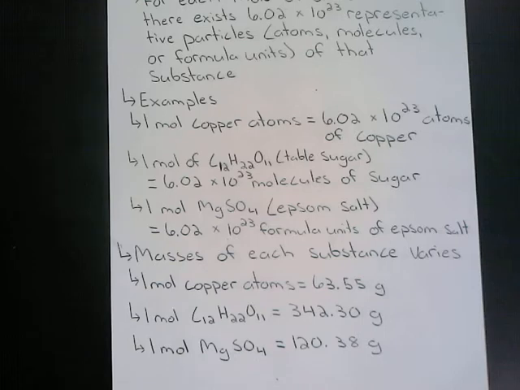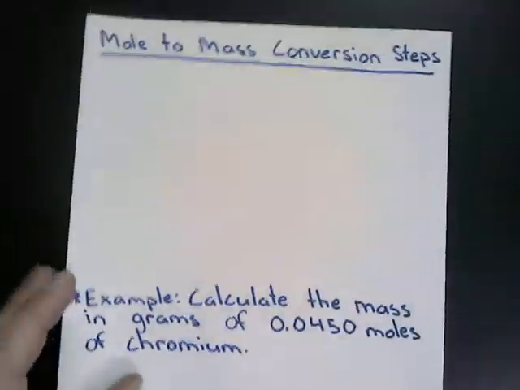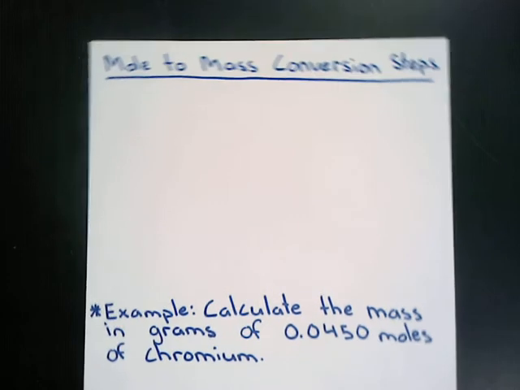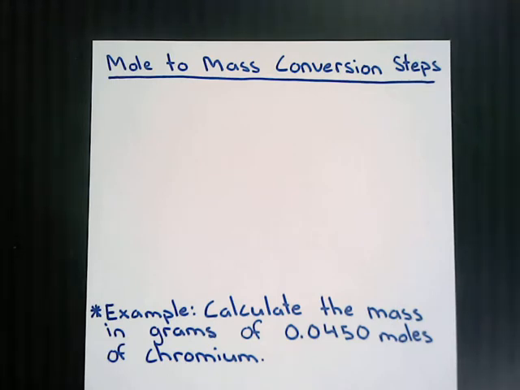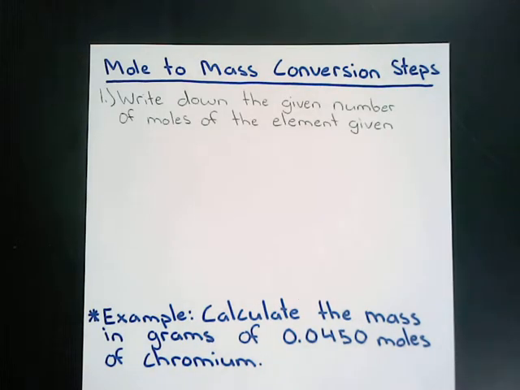And we're going to utilize that knowledge that we know about Avogadro's number, and we're going to use it for some final calculations here. So we're going to move on to a few examples. And this first example is converting moles of some substance to mass. I'm going to outline the steps for this process. The first step is to write down the given number of moles of whatever element is given. And I should mention that this is only for mole to mass conversions of a single element.